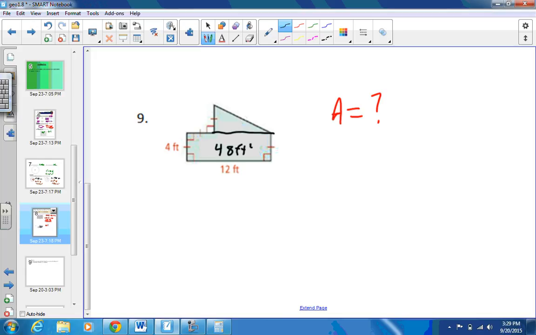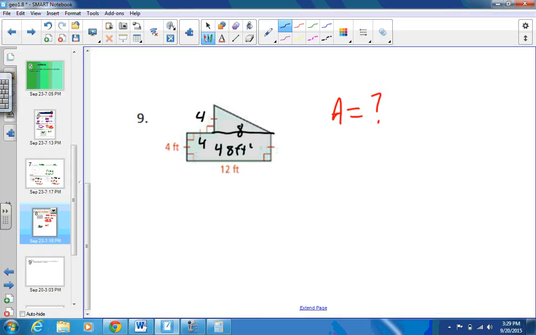Now, you can tell that the height of this thing right here is going to be 4. And that's because there's the dashes here that would mean that these would be equivalent or equal in measure. This one is also 4, so that makes this one 8. And then you have enough to find the area of that rectangle.